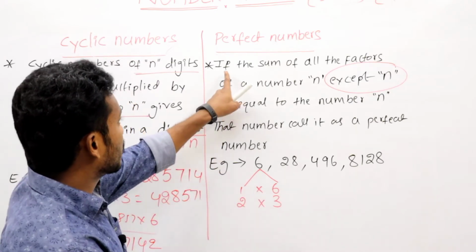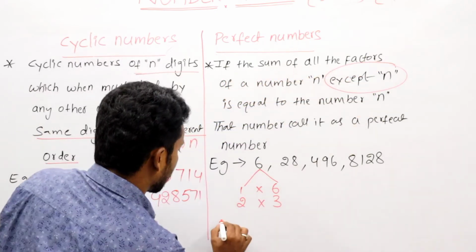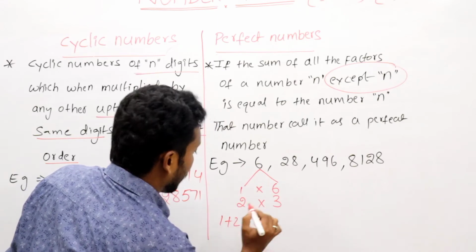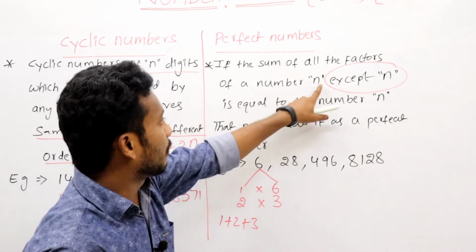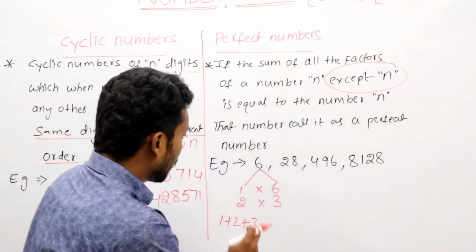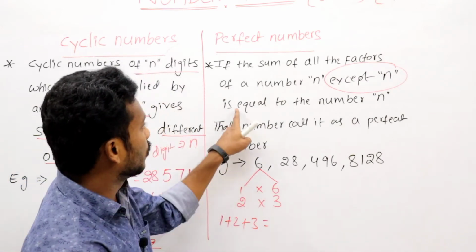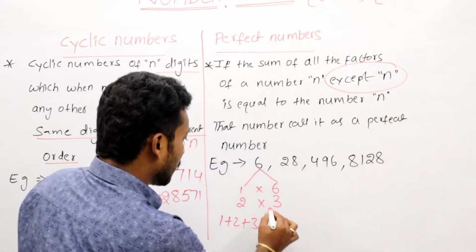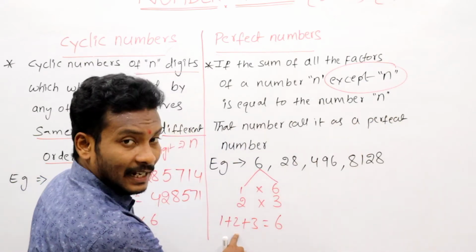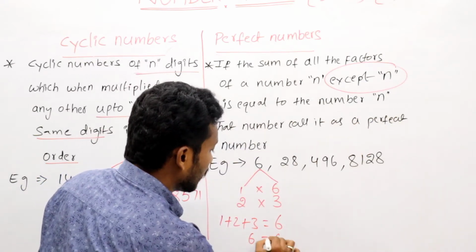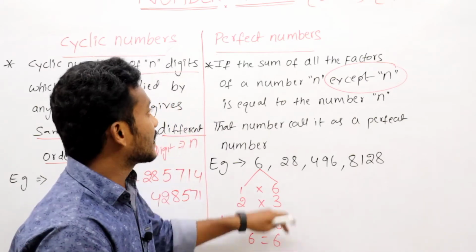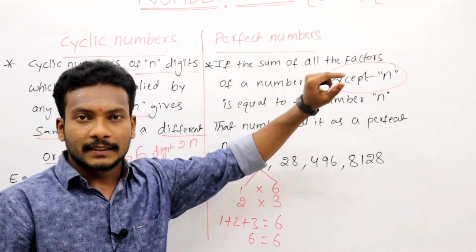Now what is the definition? If the sum of all the factors, 1, 2, 3, all the factors of a number n except n. What is the number n? Now we have to remove 6. Now it is equal to the number. What is the number? 6. 1 plus 2, 3, 3 plus 3, 6. Now 6 is equal to 6. That's why it is called a perfect number.